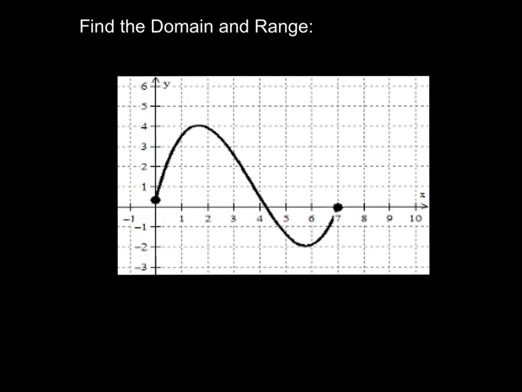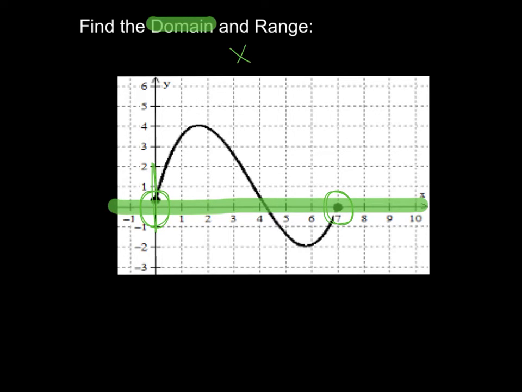Okay, let's do another one. So let's do domain again. So for domain, we focus our attention on the x-axis. And where does your graph start? Right here, which is at 0. Where does it end? Right here at 7. So how would we write that? So x, this is our domain, x must be from 0 all the way to 7.